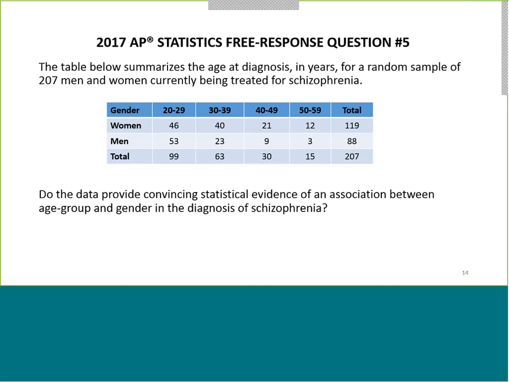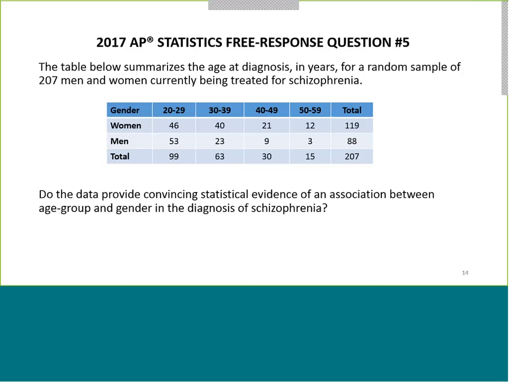So in this problem, we've got a table representing the age at diagnosis of a sample. Notice, a sample, not a population, but a random sample of 207 men and women currently being treated for schizophrenia. The question asked is, do the data provide convincing statistical evidence of an association between age group and gender in the diagnosis of schizophrenia? Presumably for the population.